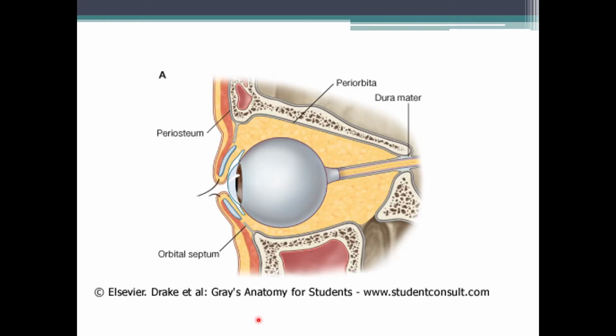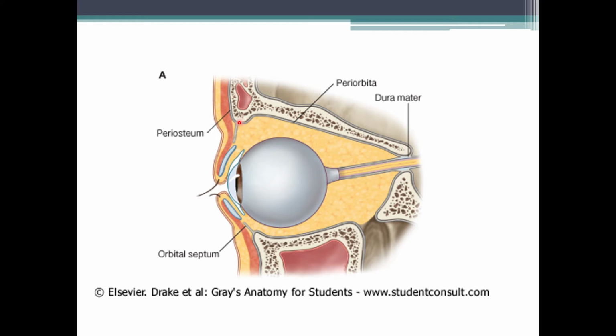Now, this is another figure you can see over here. Posteriorly, this periorbita is continuous with the dura mater of the optic nerve. Anteriorly, it is continuous with the periosteum of the bones forming the orbit. It will be continuous as a periosteum. So this is the periorbita.